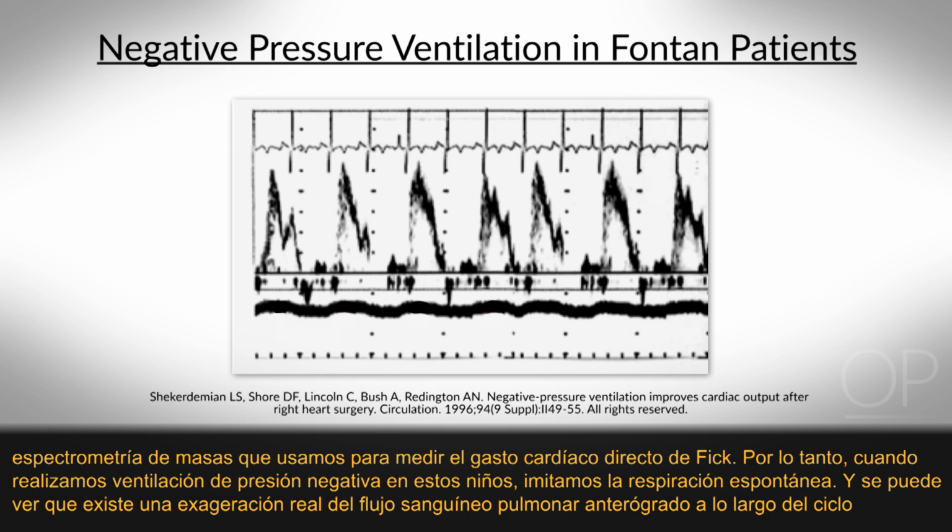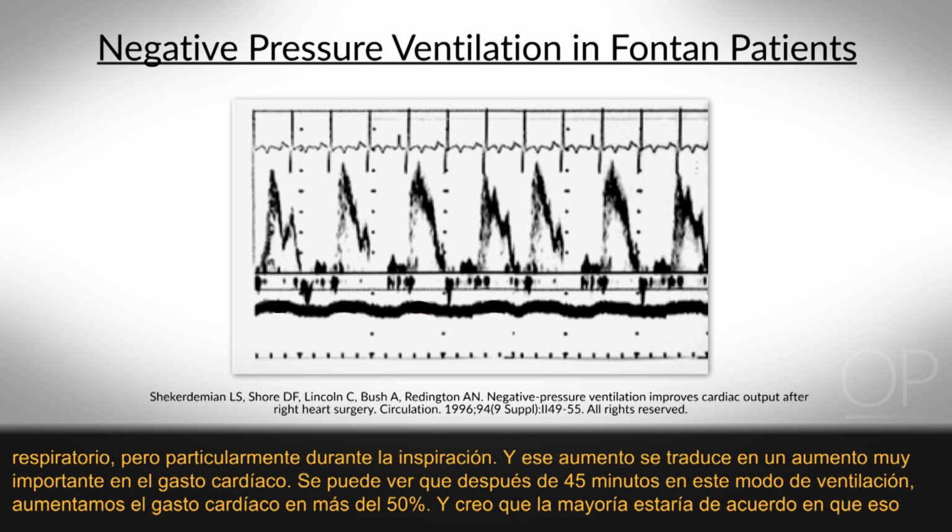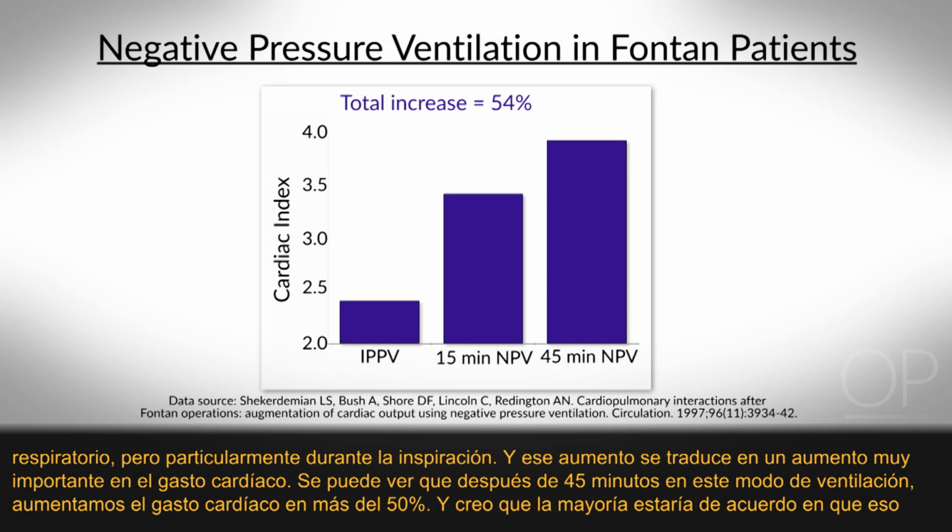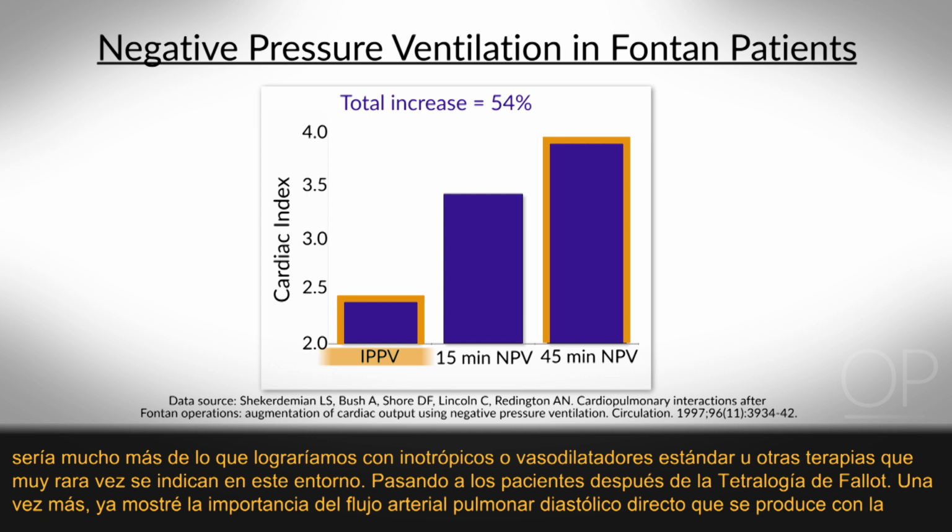So when we perform negative pressure ventilation on these kids, we mimic spontaneous respiration, and you can see that there's a real exaggeration of forward pulmonary blood flow throughout the respiratory cycle, but particularly during inspiration. And that augmentation translates into a very substantial increase in cardiac output. You can see after 45 minutes of this mode of ventilation, we increase cardiac output by more than 50%. And I think most people would agree that that would be much more than we would achieve with standard inotropic or vasodilator or other therapies that are very rarely indicated in this setting.